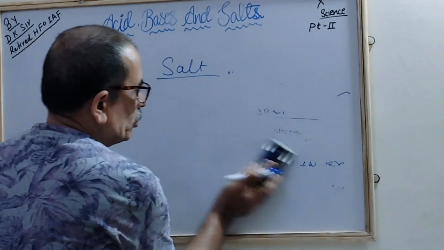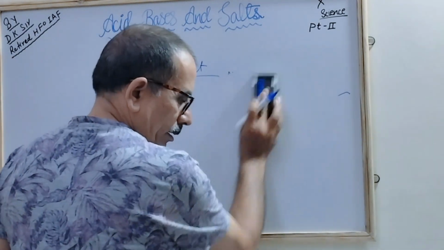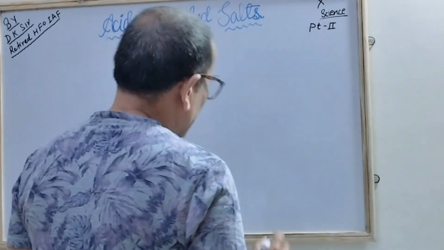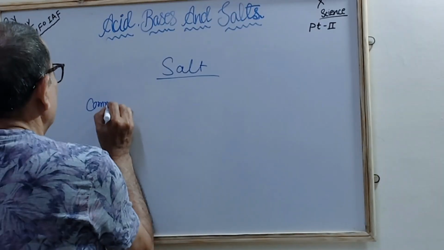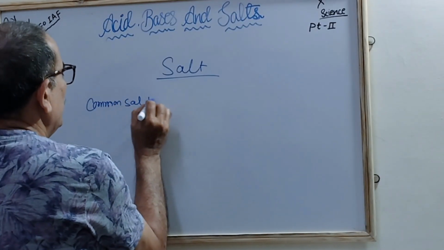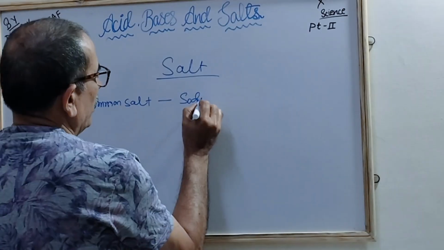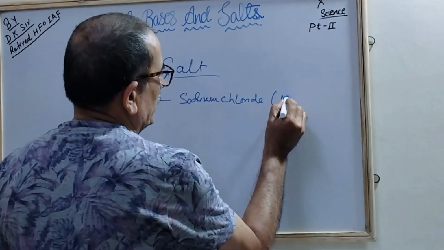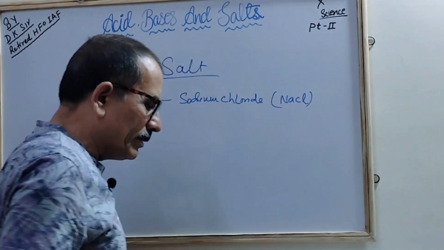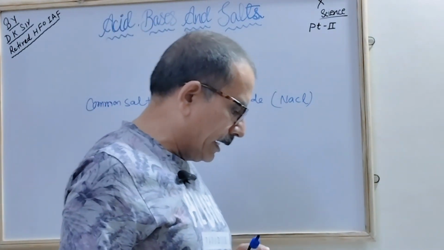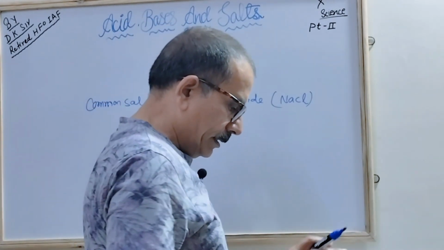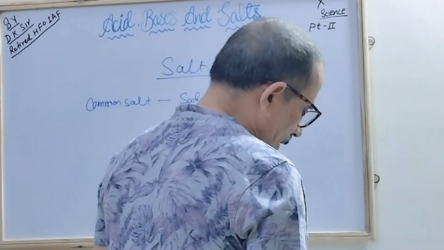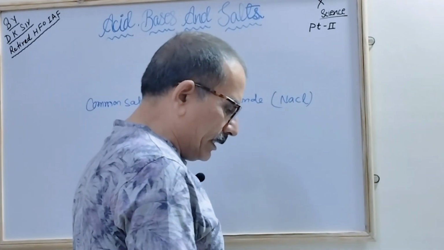One more thing, the sources of the salt. The common salt I have explained to you, the sodium chloride, whose formula is NaCl. The sodium salt I have already explained. Now we will know what the sources of this salt are. The common salt is formed by the combination already explained.